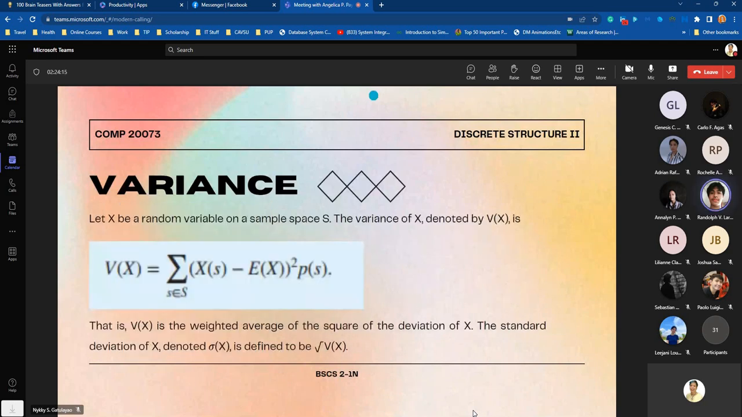So, let X be a random variable on a sample space S. The variance of X, denoted by variance of X, is, ayan. As you can see in the formula, variance of X is equal to the summation of X of S minus the expected value of X, all squared, times the probability of S. That is, variance of X is the weighted average of the square of the deviation of X. The standard deviation of X, denoted sigma of X, is defined to be the square root of the variance of X. Next slide.